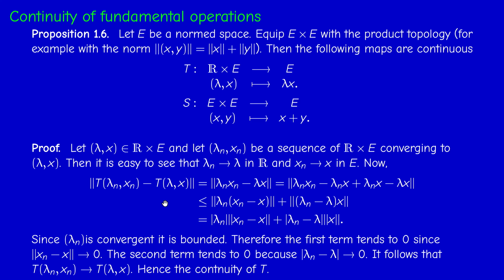Now the proof for the continuity of S is similar, but a little bit easier. You don't have to use this trick here. Just do the same thing, a little bit easier. So following the same lines, we can prove that S is sequentially continuous and therefore continuous. If (x_n, y_n) converges to (x, y), then the sum converges to the sum. So almost trivial.